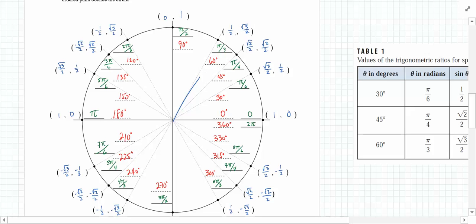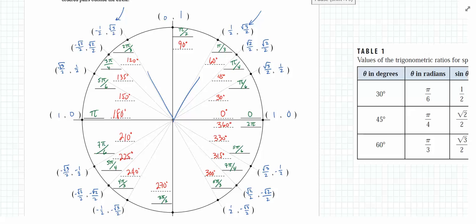Here's our 60-degree angle with sine of theta equal to square root 3 over 2. Here's our 120-degree angle with sine of theta equal to square root 3 over 2.